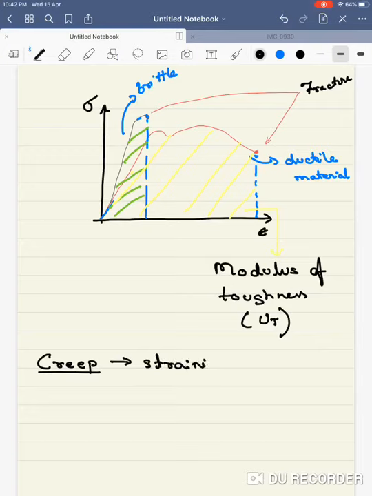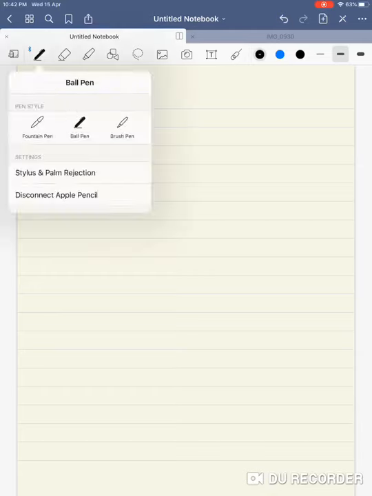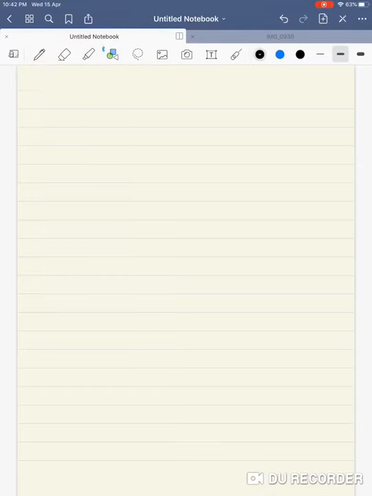straining. It's a time dependent phenomenon, so I'll just put time dependent. I'll show you why it is time dependent in a second. Straining of a material under constant stress. So what does creep mean? Again, that's a very qualitative write-up. Let me just specify that.